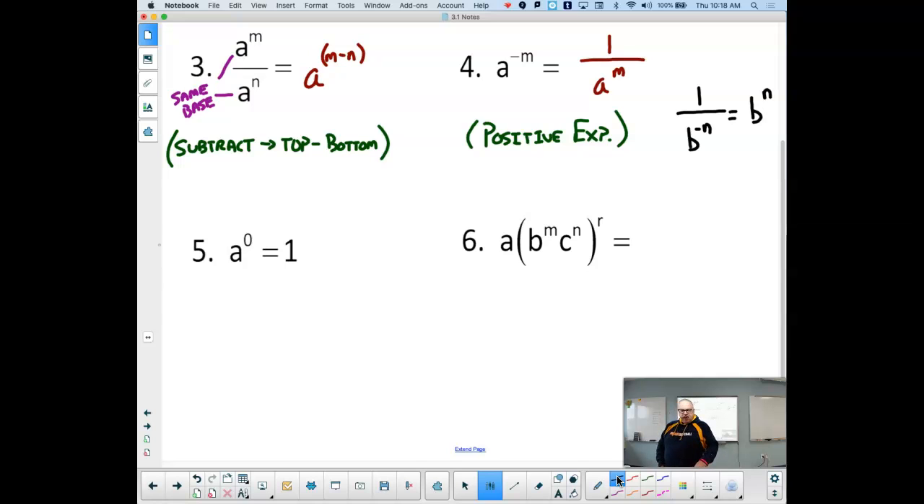Number 5 tells us that anything to the 0 power is 1. Anything and everything to the 0 power, so the exponent is 0, that term is just 1.